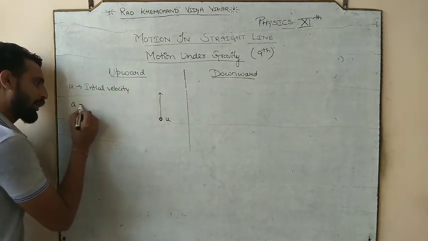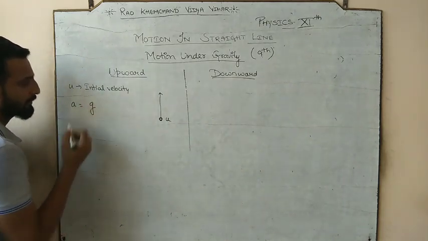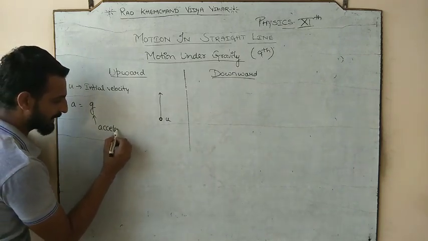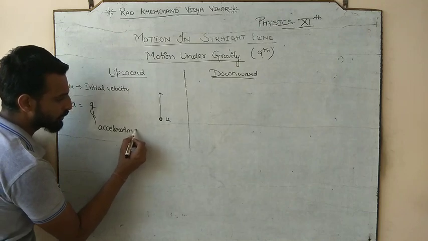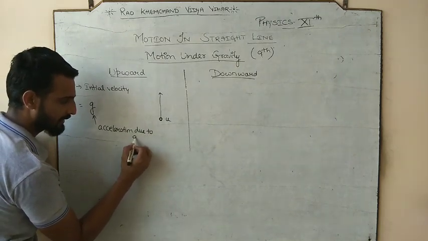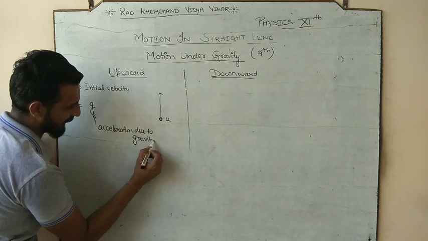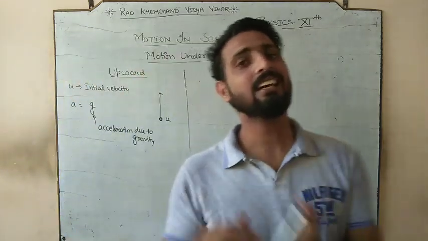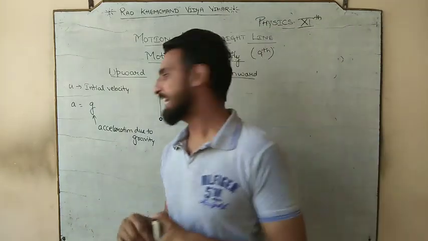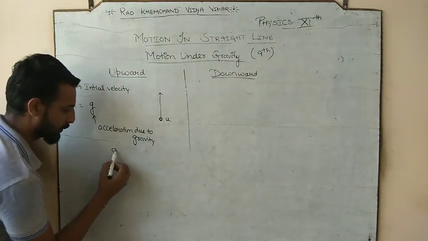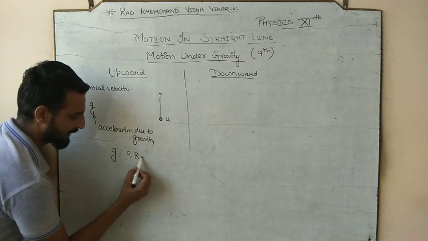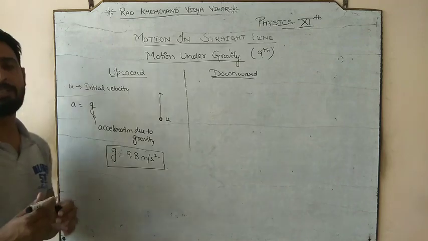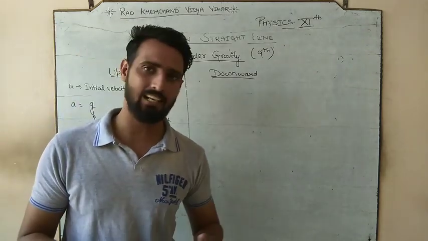And we all know this term, what is the meaning of small g? The meaning of small g is acceleration due to gravity. Due to gravity we have an acceleration, and what is the value of acceleration due to gravity for the earth? It is 9.8 meter per second square, or generally we can take it as 10 meter per second square for easy calculation.